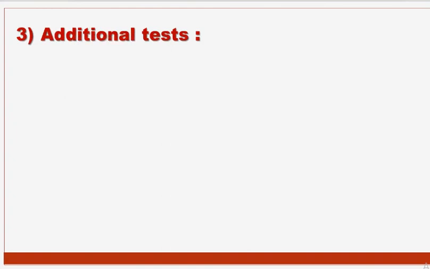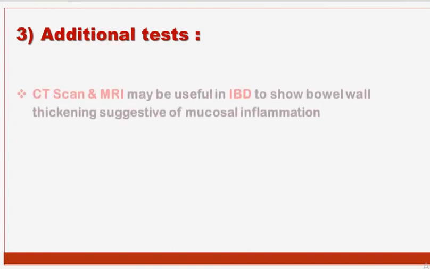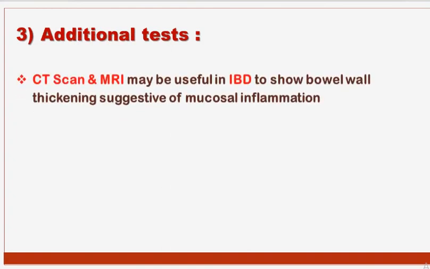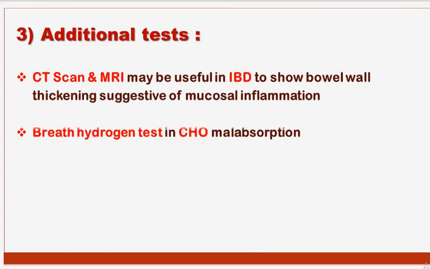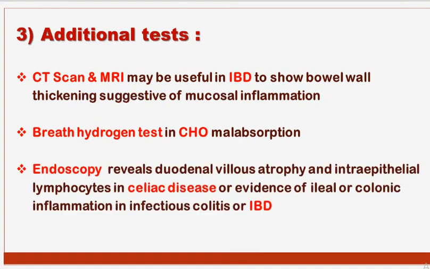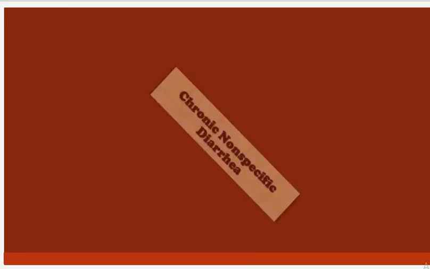Serum albumin is important if there is hypoalbuminemia, and fat-soluble vitamins also will be affected because there is a fat malabsorption. An additional test we should do is the CT scan or MRI in inflammatory bowel disease to see the extent of the disease and the thickening of the bowel. And we may do the breath hydrogen test and carbohydrate. We will talk about this in a further lecture. And endoscopy, of course, for the specific or confirmatory diagnosis of celiac disease or inflammatory bowel disease.